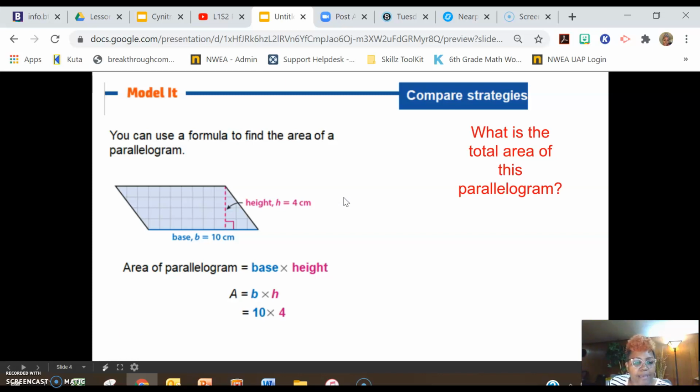So we're going to pause one more time. We're going to go in the chat. And then after this, we're going to get into breakout rooms and we are going to compare the two strategies from the picture it and the model it.